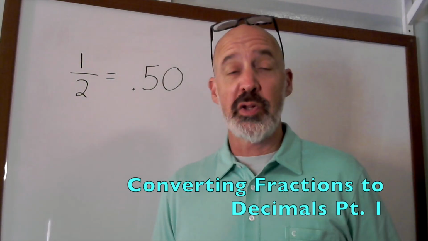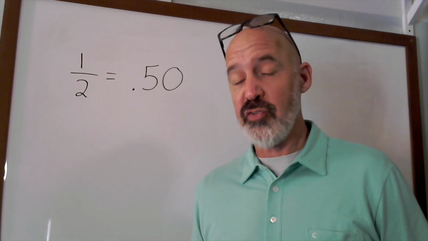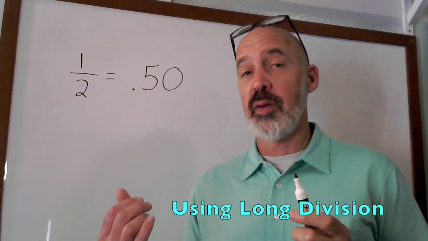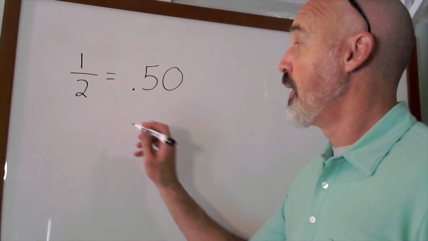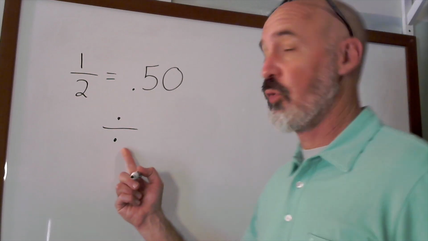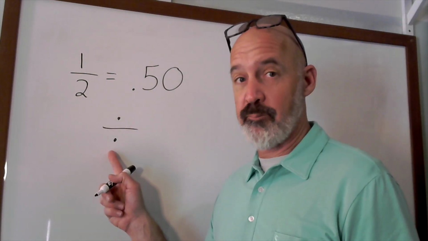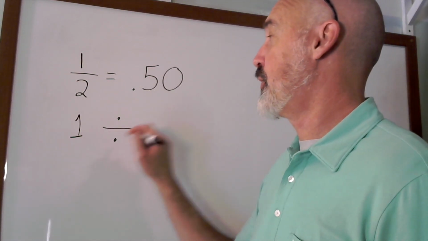In this lesson, we're going to talk about why 1/2 equals 50/100ths as a decimal. To me, this is the best, most useful way to use long division. Because if we think about any fraction as numerator over denominator, that's very similar to this division symbol. So if this says 1/2, it also says 1 divided by 2.